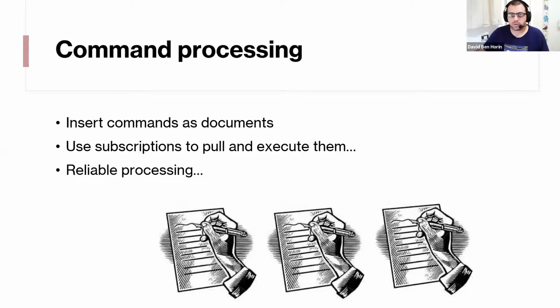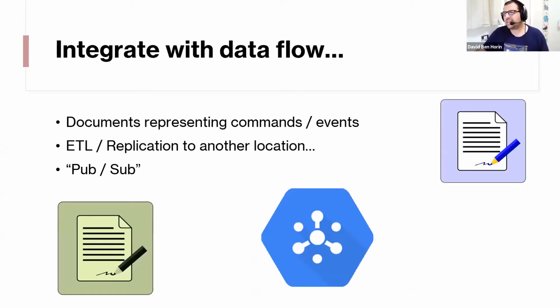So concurrent subscriptions are coming, and that's interesting. At the same time, another interesting thing you can do with subscriptions is data flow. You can write a document into a RavenDB server somewhere, and then have it flow through ETL or replication to another location where it is handled.